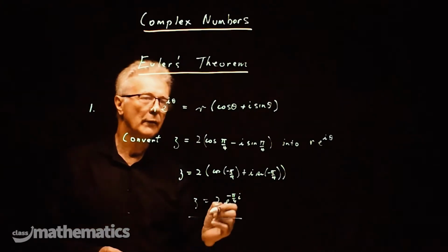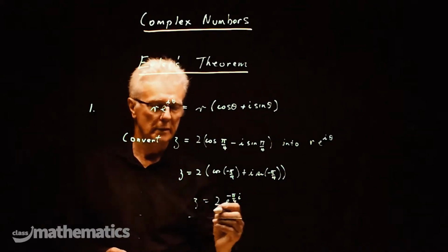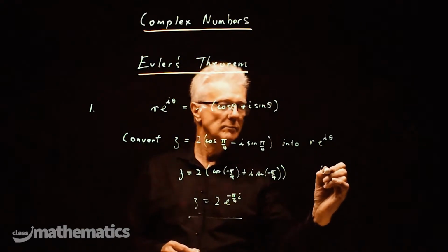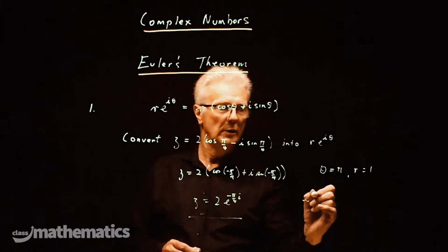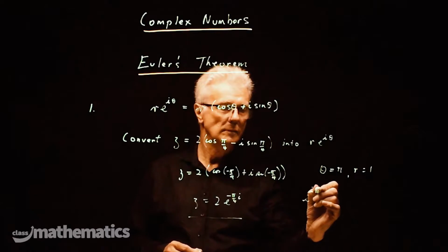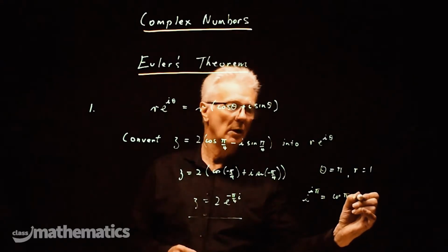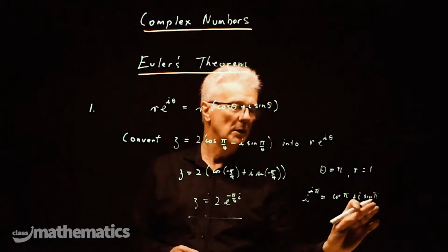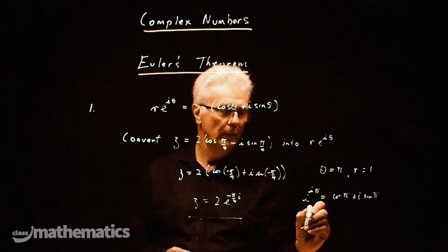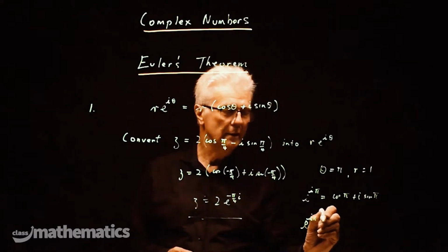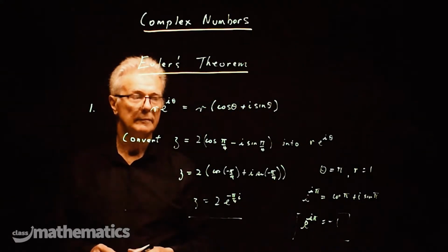Now you may recall that if theta is equal to pi and r equals 1, we get that e to the i pi is equal to cos of pi plus i sine of pi. Sine of pi is 0, the cos of pi is minus 1, and you get the famous result, e to the i pi is equal to negative 1. Done.